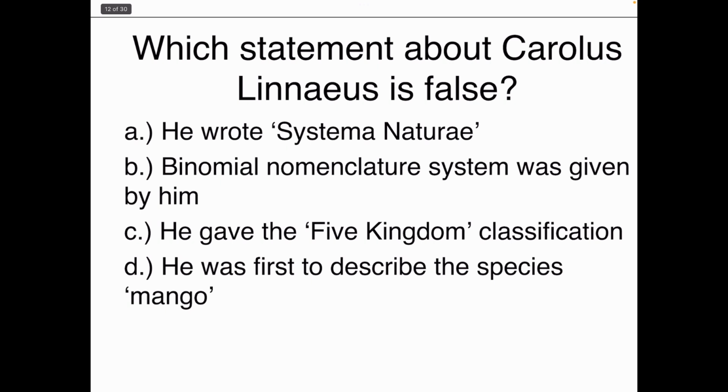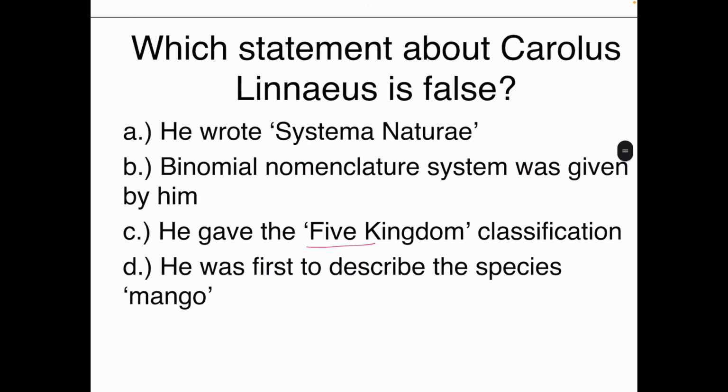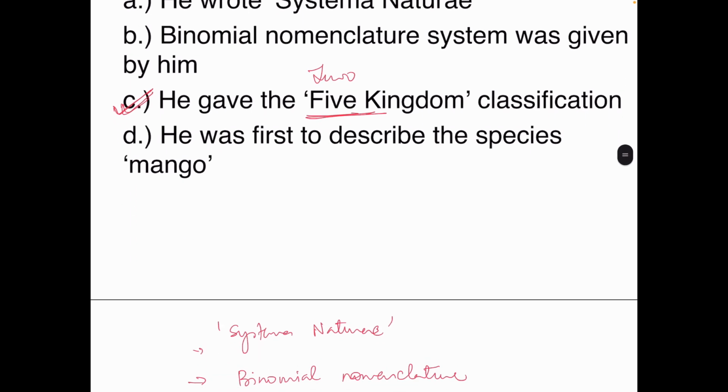All the options here are correct except that he gave the five kingdom classification, because at his time only two kingdom classification existed. So this is our answer. Okay, moving on to our next question.